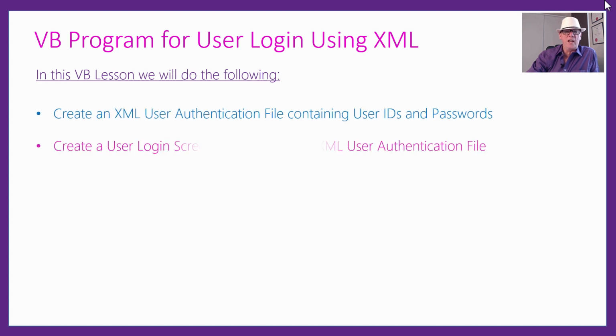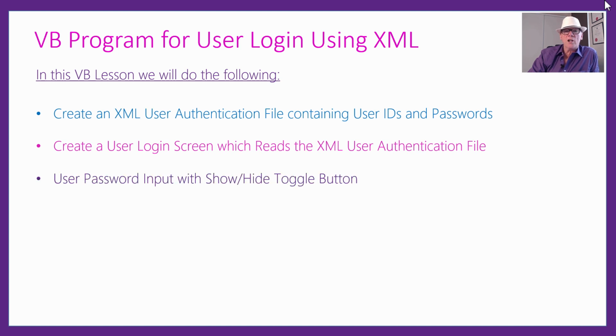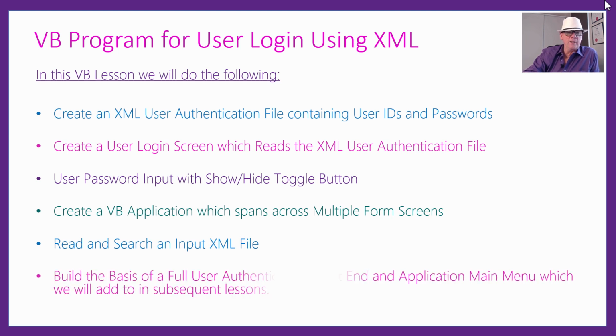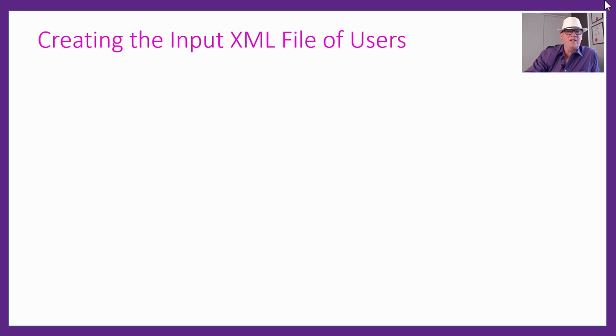So the first thing you need is the XML file. We're going to create a user authentication file that's got the user IDs and passwords, then make that login screen which we saw, which will read the file, and have that show, hide, open eye, close eye toggle button happening. This is going to span across multiple forms as we just saw. We'll be able to read and search the XML file. When someone types in a user ID and password, we can actually search the file and check whether they're in the file. If they're not there, like Passy was not there, we don't let them in. So this is going to be a full user authentication front end that we're going to do in subsequent lessons, but not in this lesson.